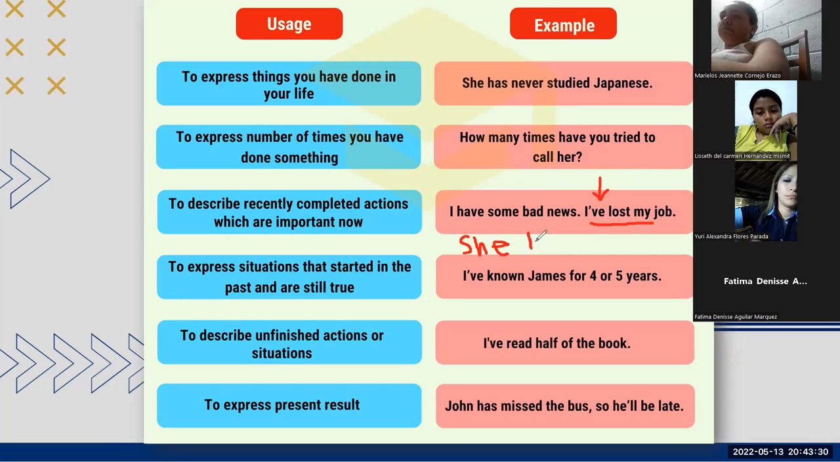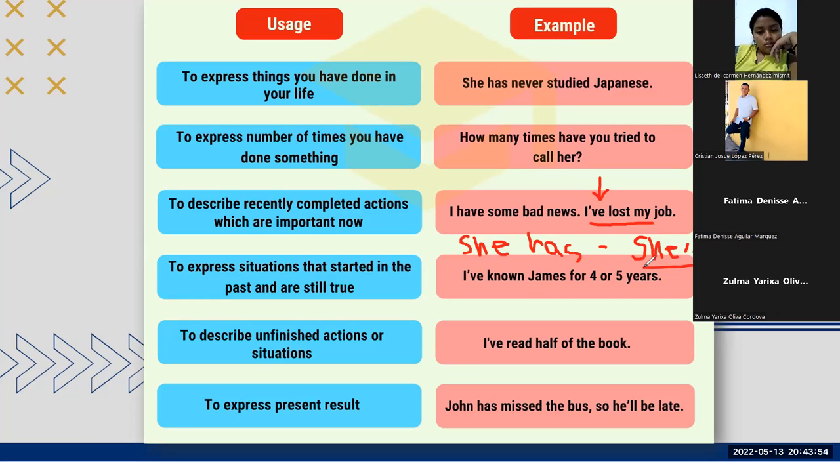Sorry for my handwriting, but it's difficult. She has. So la forma contractada sería she's. Esta, guys, se confunde mucho como she is, ¿ok? La contracted form. ¿Cómo usted va a lograr identificar si es el she is o el she has? Por el verbo que siga, ¿verdad? She's o he's o it's, ¿ok? ¿Cómo usted lo va a diferenciar?